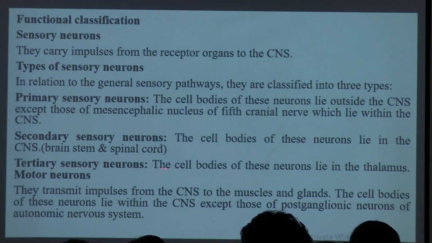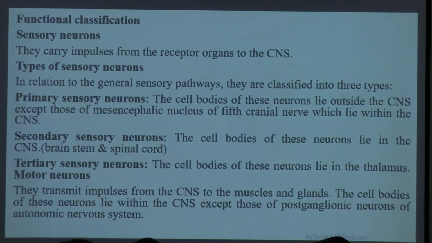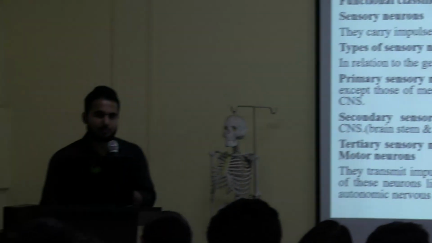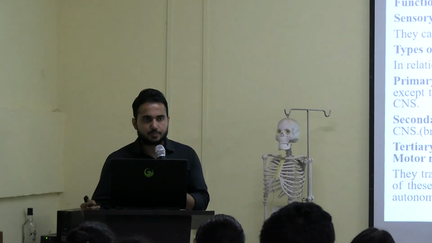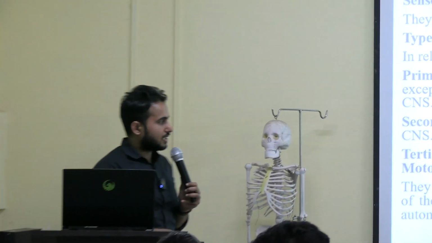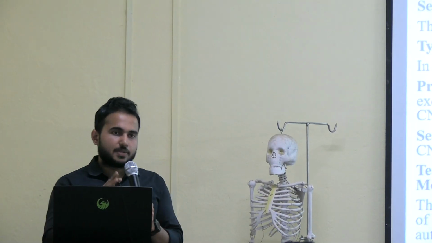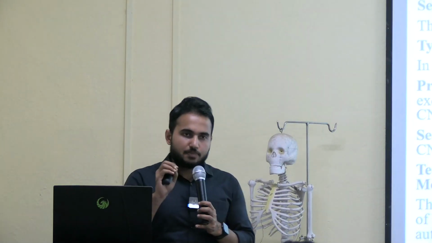Some tertiary neurons are also there, where cell bodies of this neuron lie within the thalamus of the brain. So in some book it is not given separately, because thalamus is a part of brain only, but in some books it is written separately. That's why I have mentioned this tertiary sensory neurons. Okay, only the cell body is present in thalamus. Okay, now please keep that in mind.